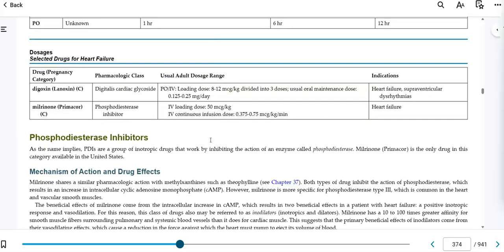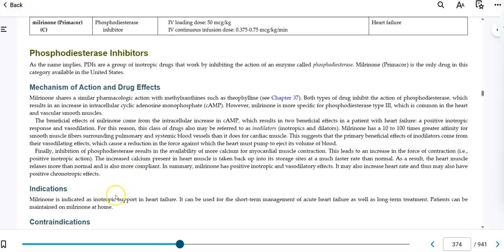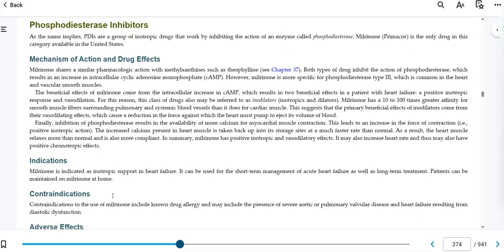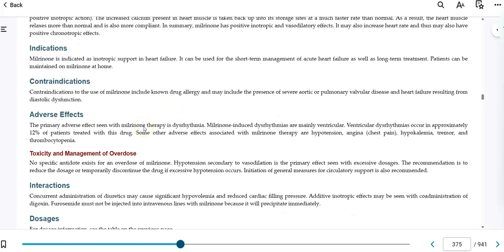My next group is my PDE inhibitors. We've got one medication in this one. We want to point out that my drug of choice here, milrinone, is that inotropic support. Remember back at the beginning, inotropic helps the force of the muscular contraction. So it really helps that heart to contract better, more fully. We'll usually use this one for short-term therapy.